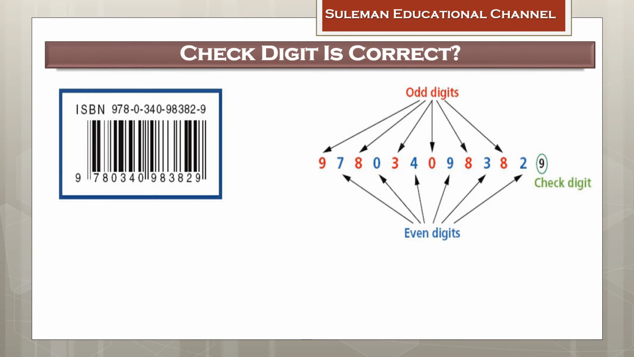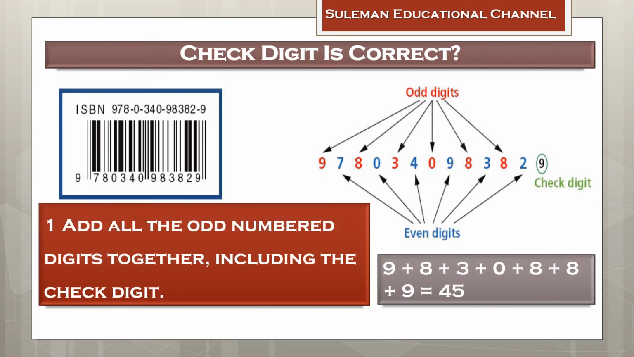Now we will discuss how to find whether the given check digit is correct or not. Again, the four steps are the same. Let's repeat. The first step is to add all the odd position digits together, including the check digit. Over here you have to include the check digit. So all the numbers highlighted in red are added along with the check digit: 9 plus 8 plus 3 plus 0 plus 8 plus 8 plus 9. The result is 45.